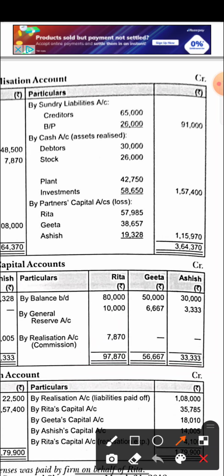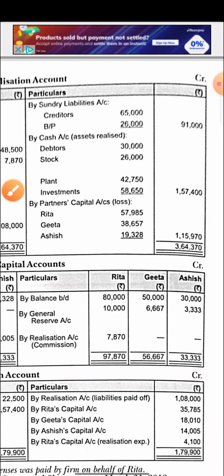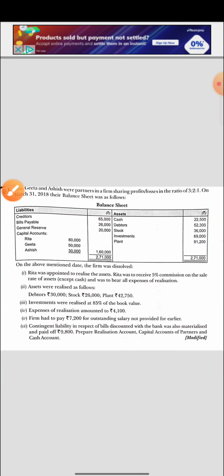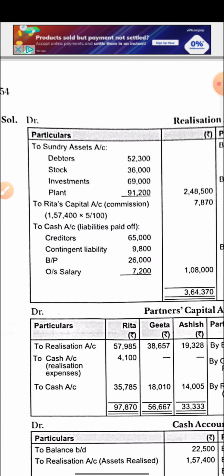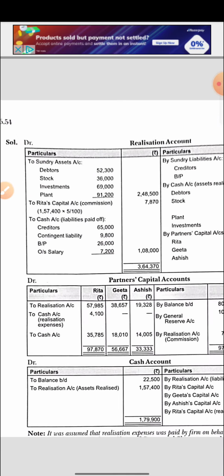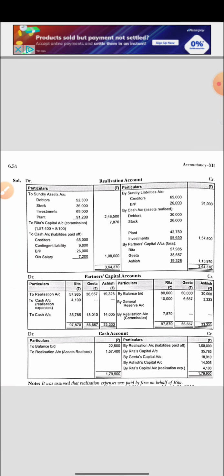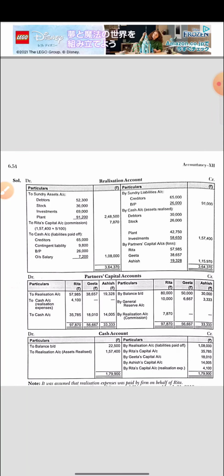Now you must be thinking, from where did we get buyer realization commission? We will study that too. Here you can see Rita got 7,870. Why did she get it? She got a commission. The commission was already calculated, so we won't calculate that. But buyer realization commission is income for Rita. She got 7,870. Now let's go to the debit side.